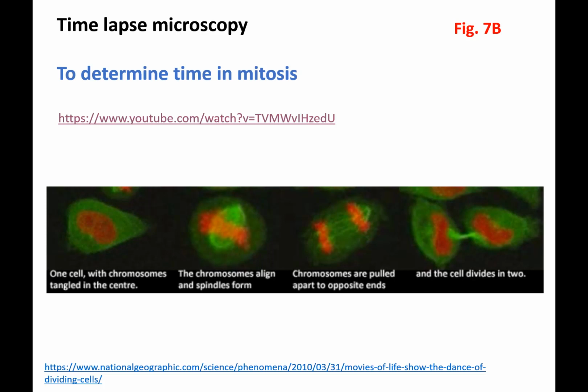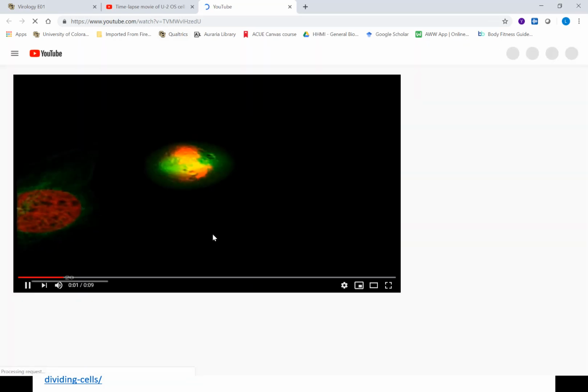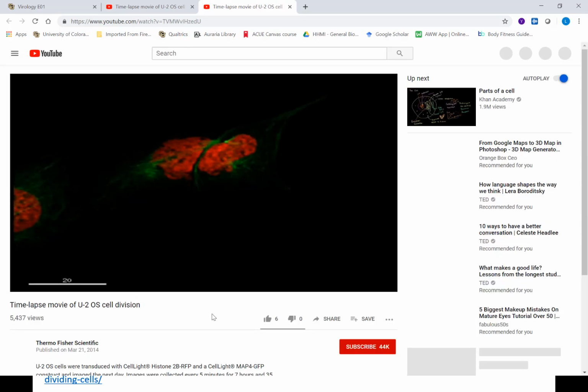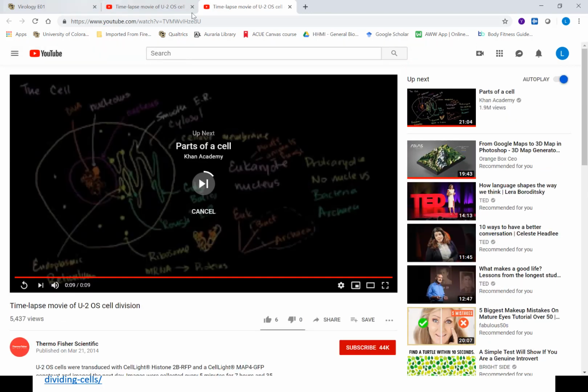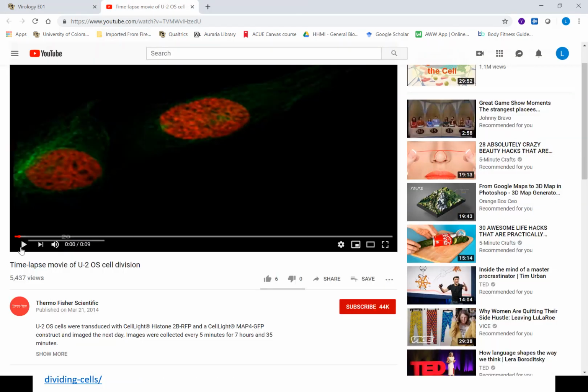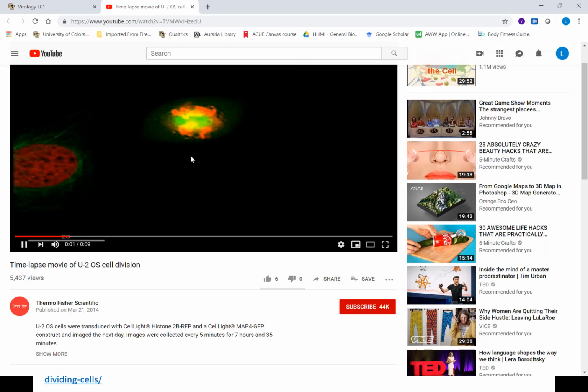Another kind of assay they're doing for figure 7b is time-lapse microscopy. And so what they can do is take snapshots of the chromosomes and the cells dividing and figure out how long they're spending in mitosis. So I'm going to show you this video real quick. And it goes really quick. 9 seconds. Watch the cell divide. Okay? That was 7 hours and 35 minutes in 9 seconds. Show you one more time. So they can take images, put it all together, figure out the time that it takes a cell to divide.